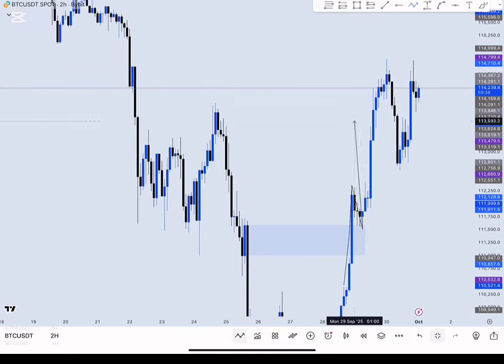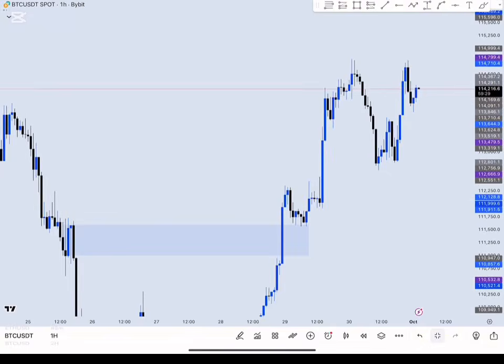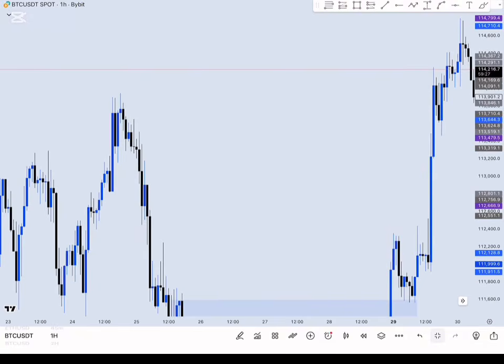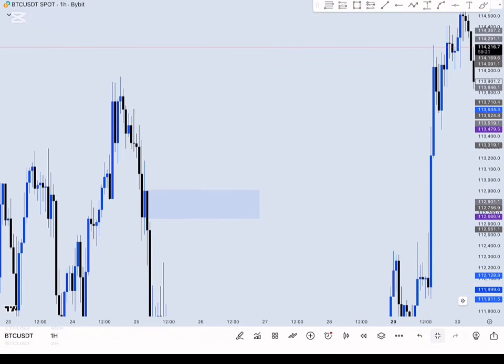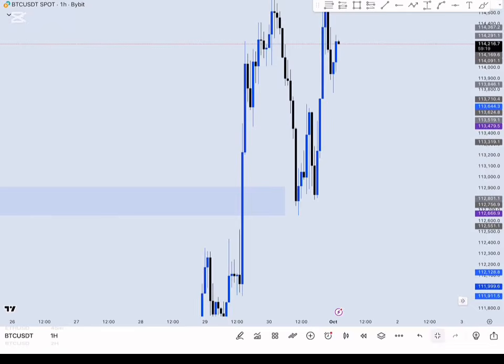Can you see it? There's also another one around here. Let me check for it. I think that one is visible on the 1 hour chart. Good. So you can see right here too, we have another order block here that the market can actually use to make a reaction.